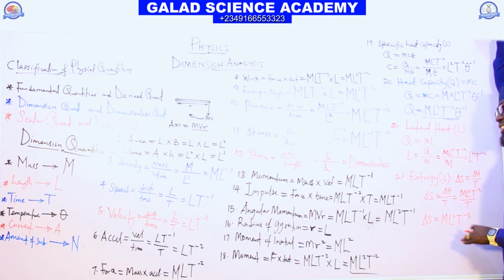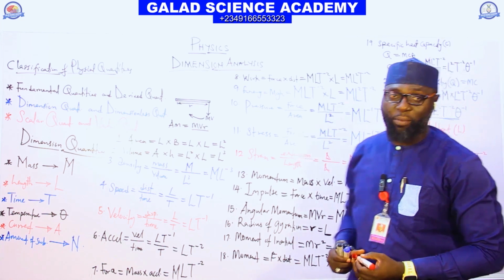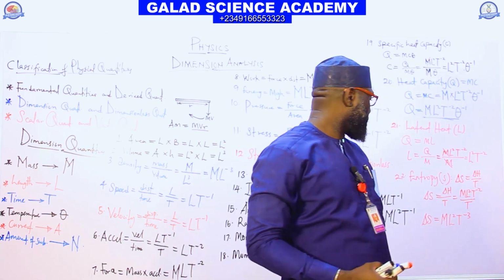I said I'm going to do what? 30 dimension quantity. Abi? It's like what? I'm left with what? With 8.